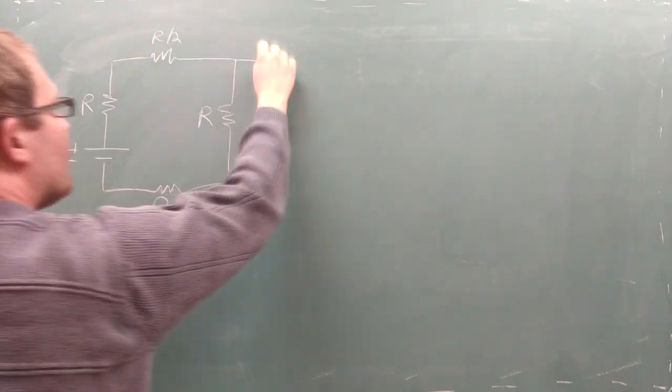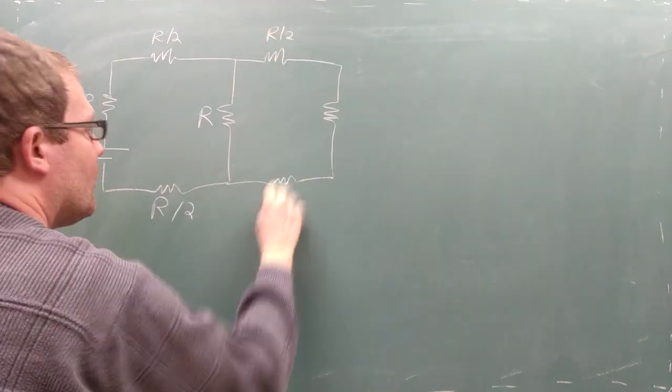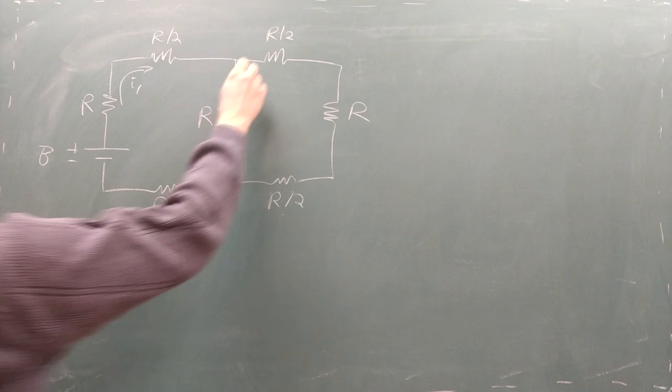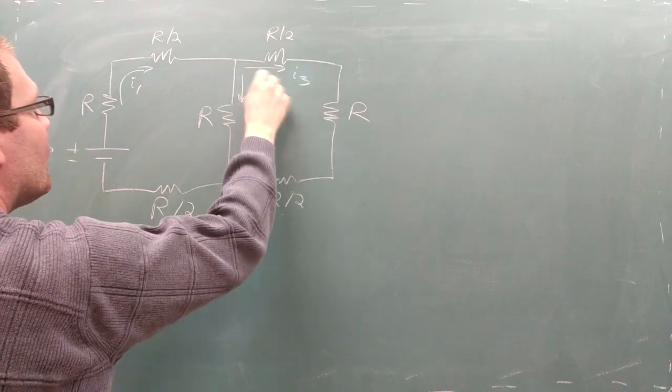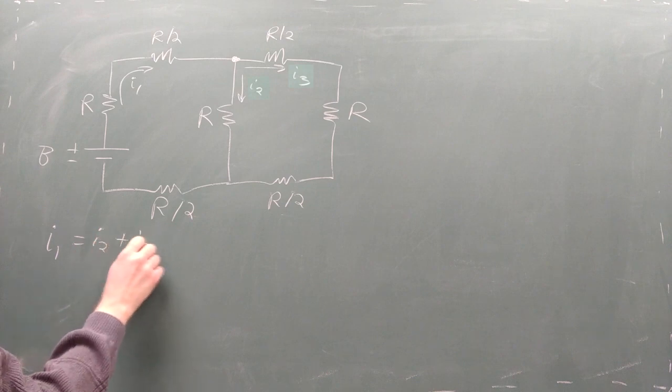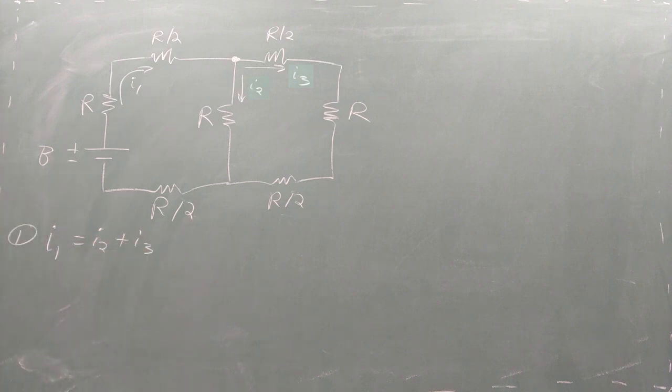Each wire in the circuit has a resistance of either R or half of R based on its length. The current will flow out of the battery and split at the top junction. Conservation of charge means that the current in the left branch is equal to the total of the current in the middle branch and in the right branch. Let's call this equation 1 for future reference.